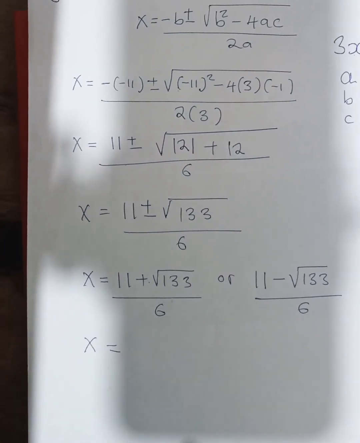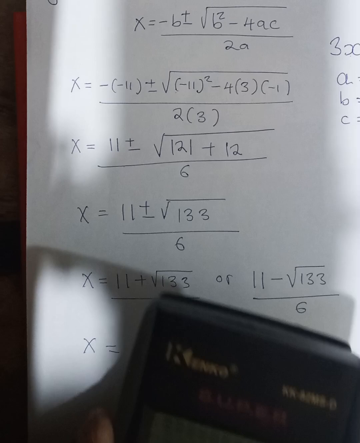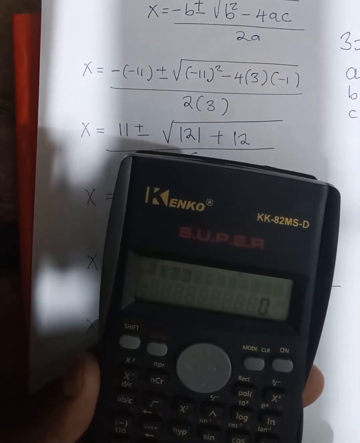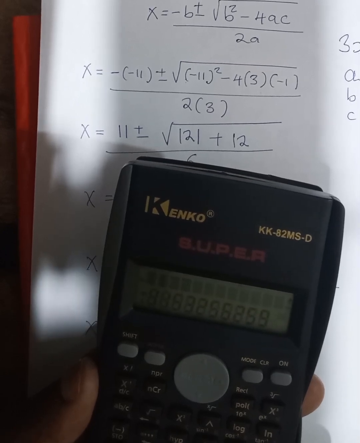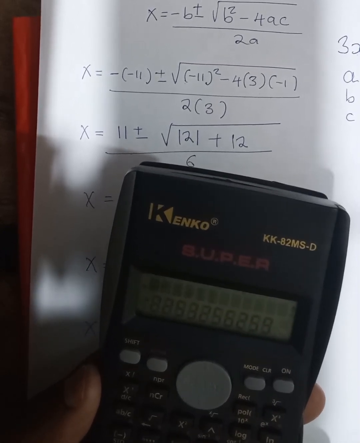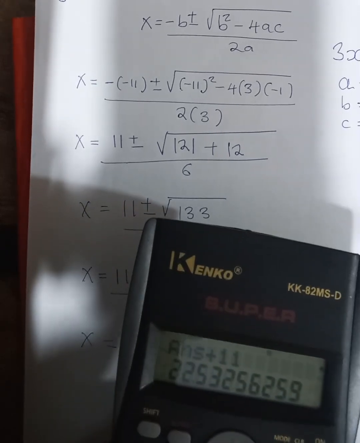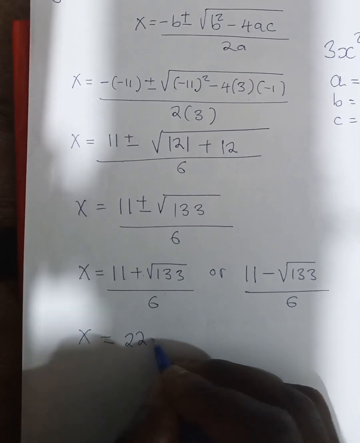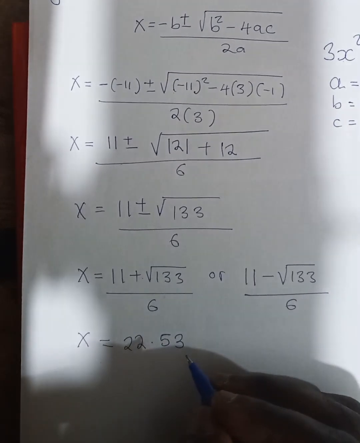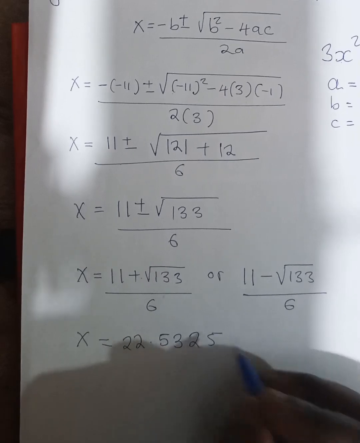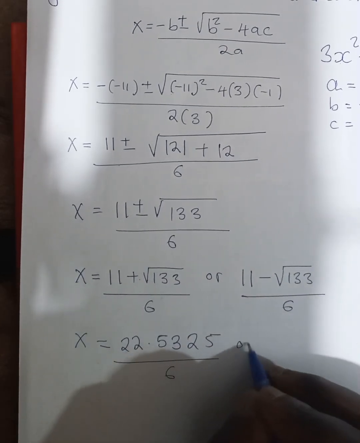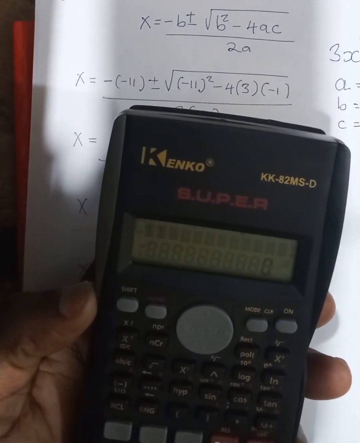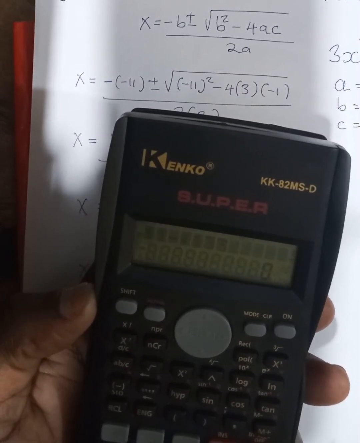Okay, so when I do, that is my calculator there. If I do the square root of 133, I'm getting 11.53. Then if I add with 11, I'm going to get an answer which is 22.53. Then I'll say over 6. Then on the other side, I'll say 11 minus the square root of 133.